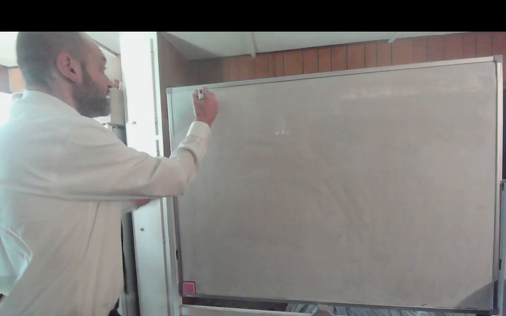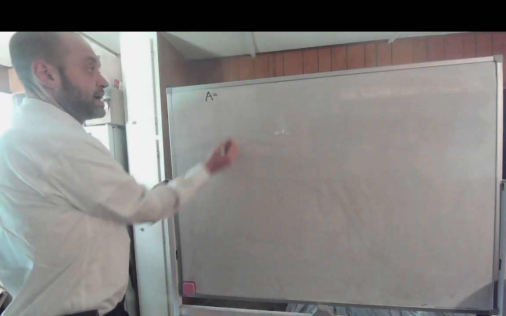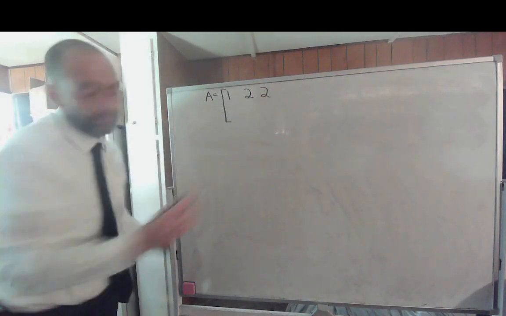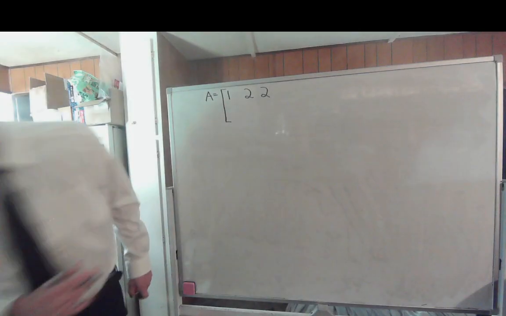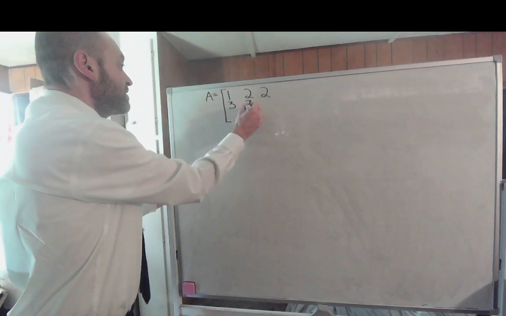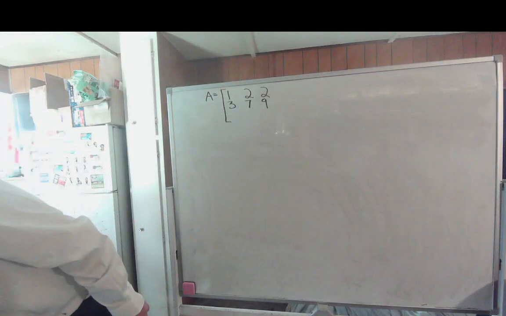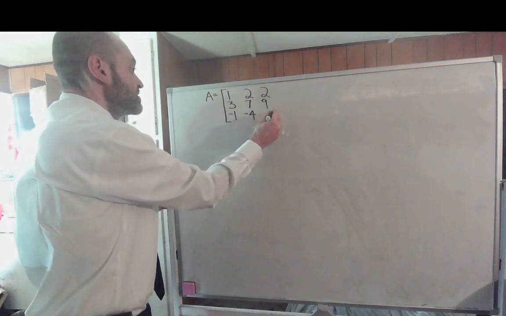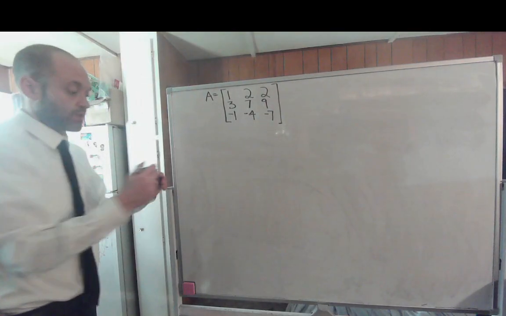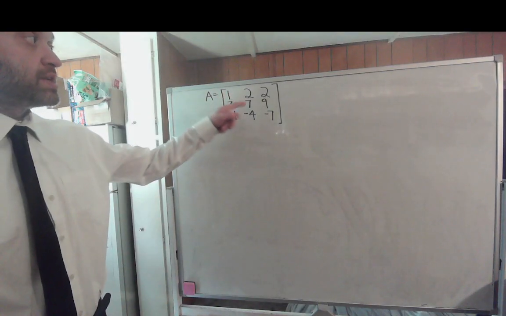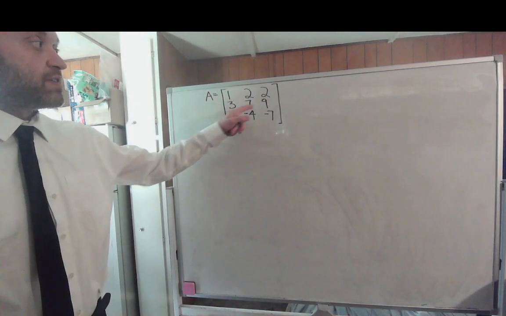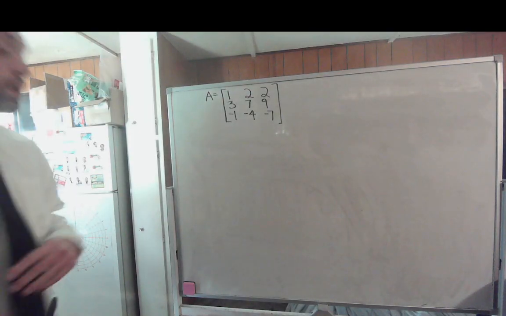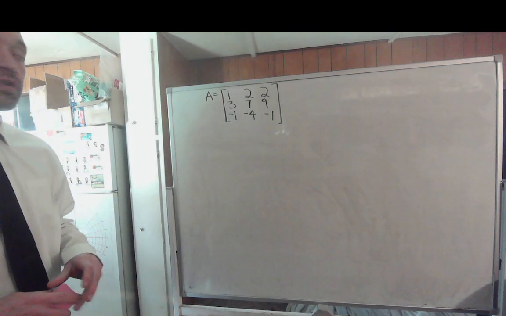Alright, matrix A this time has entries 1, 2, 2, 3, 7, and 9, negative 1, negative 4, and negative 7. So you have another 3 by 3 matrix where you have entries 1, 2, 2, 3, 7, 9, negative 1, negative 4, negative 7.